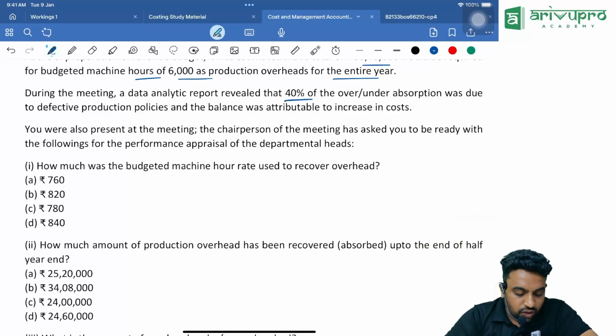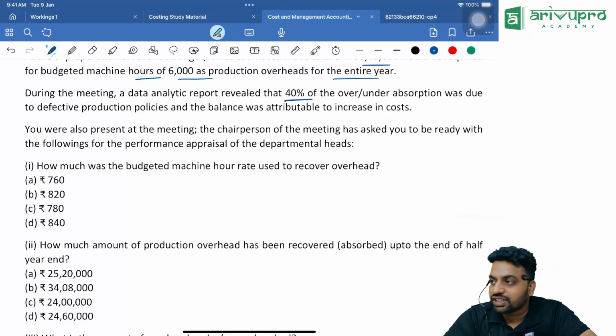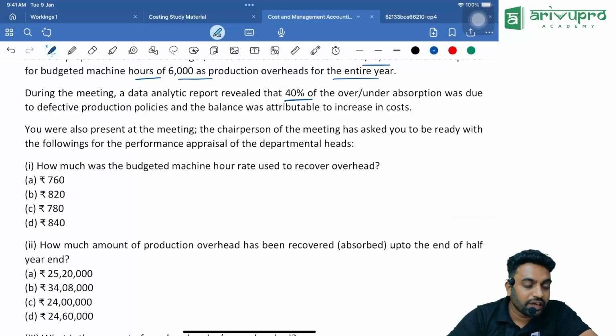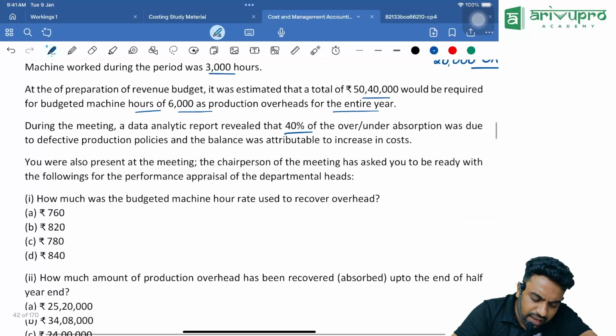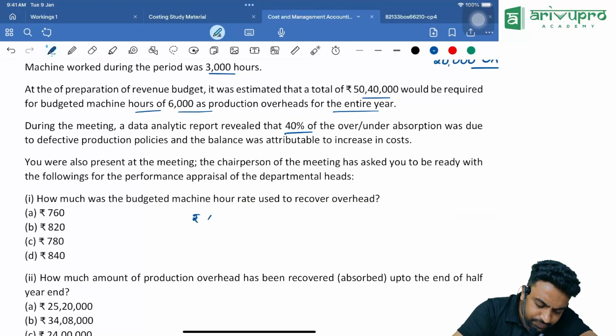You are also present at the meeting. Great. The chairperson of the meeting has asked you to be ready with the following for the performance appraisal of the departmental head. So they are asking you to come up with the following numbers. First, how much was the budgeted machinery rate used to recover the overhead? They are asking you what is the recovery rate. Very simple. How much was the budgeted overhead? 50 lakh. 40,000 budgeted hours.